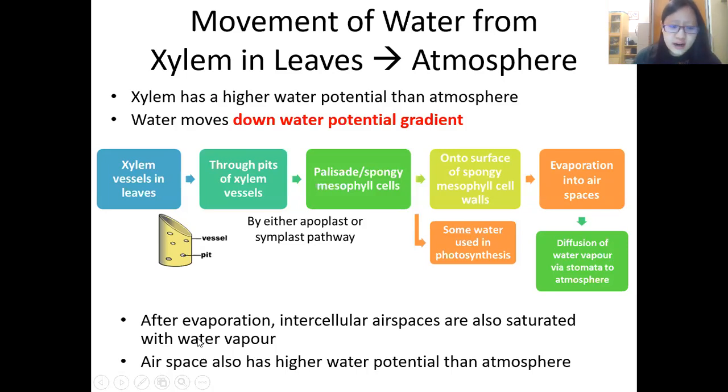I just wanted to highlight that after evaporation, the intercellular air spaces are also saturated with water vapor. The evaporation causes it to be saturated with water vapor, and therefore the airspace also has a higher water potential than the atmosphere. Again, water is always moving down the water potential gradient.